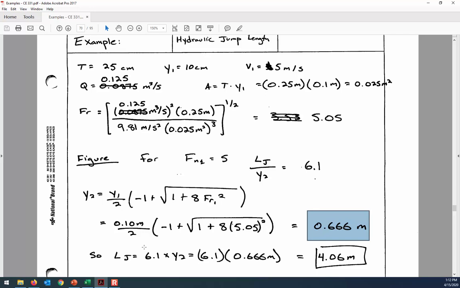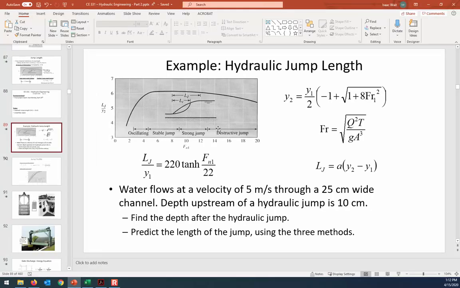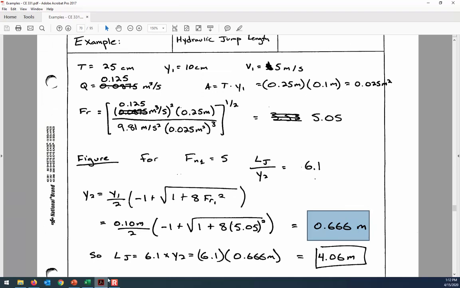So the rollers is going to be less than that, because if we go back to the figure, remember this is talking about the overall length of the jump, not just the length of the rollers, which is where you'd have that visual kind of foamy, white entrained air, really visible part of the jump. But the overall length of the jump, where it's still rapidly changing its depth before it reaches equilibrium, would be 4.06 meters.